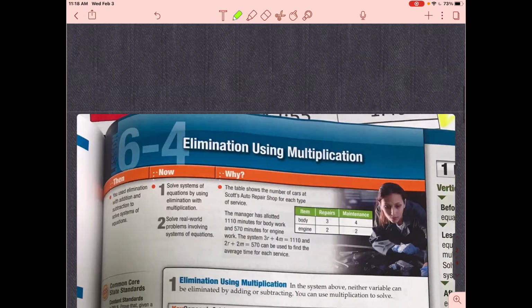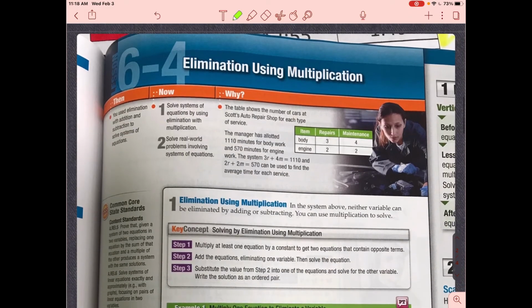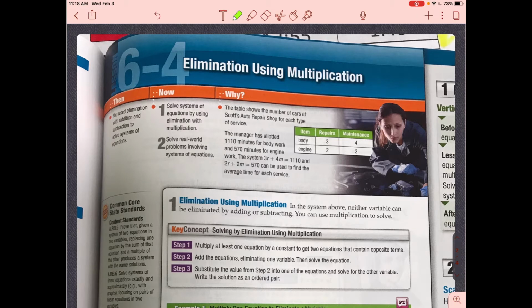So we have a situation here. The table shows the number of cars at Scott's Auto Repair Shop for each type of service. The manager has allotted 1,110 minutes for body work and 570 minutes for engine work. The system, 3R plus 4M equals 1,110 and 2R plus 2M equals 570, can be used to find the average time for each service.